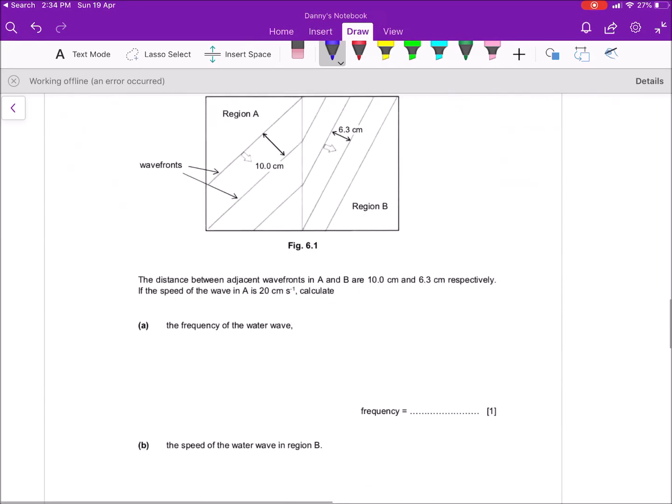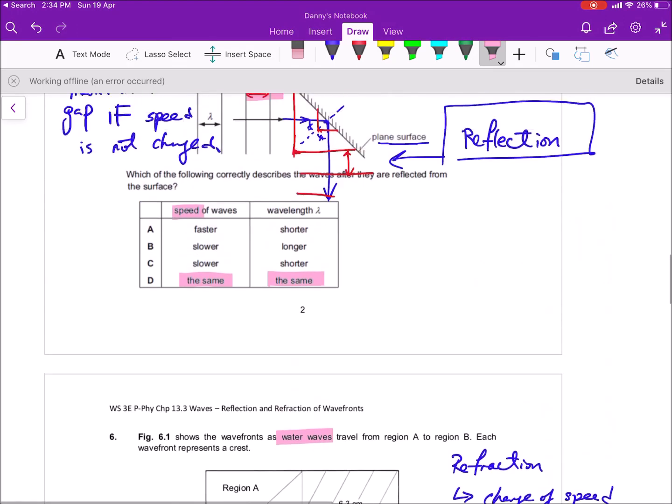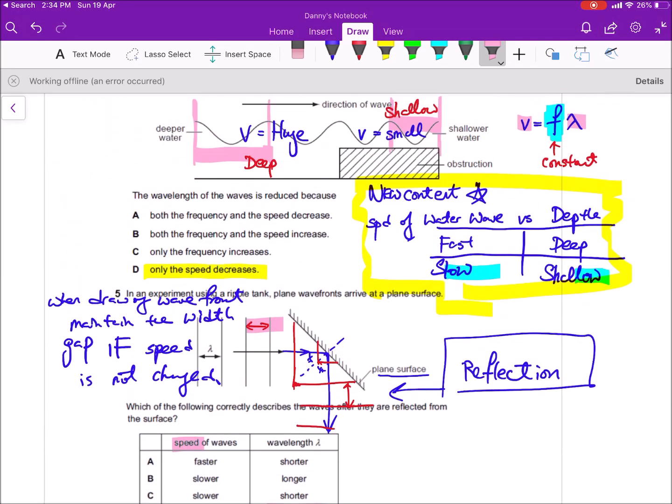Let's move on to question 6. For question 6, you can see that the wavefront actually bends. So in this case, it is refraction. And if you can recall, refraction is caused by a change of speed. In this case, we are not dealing with light, we are dealing with water waves. So for water waves, will there be a change of speed? Yes. We have just learned, right?